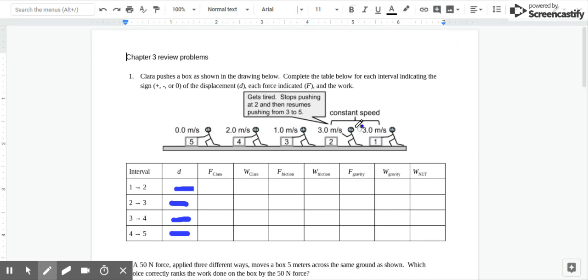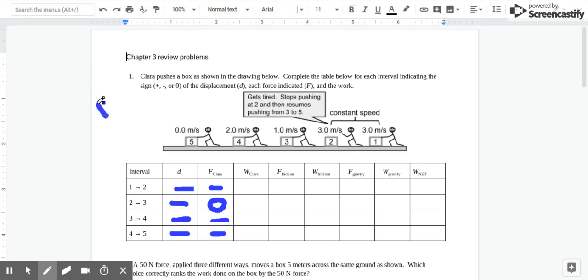You can see it says 3 meters per second, 3 meters per second, 1 meter per second, 2 meters per second, and then finally stops at 5. So it keeps moving the whole time. For force of Clara, we have to look at the direction that she's pushing in. She's pushing to the left, except for here, where she stopped pushing at 2 and resumed at 3. So she'll have 0 between 2 and 3, but everything else will be negative.